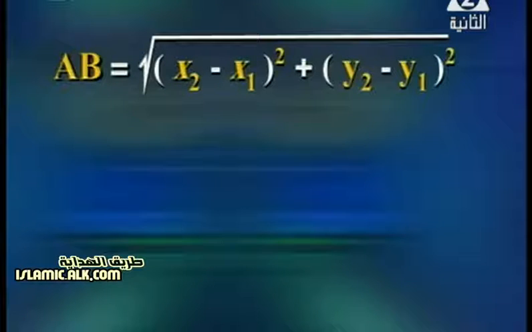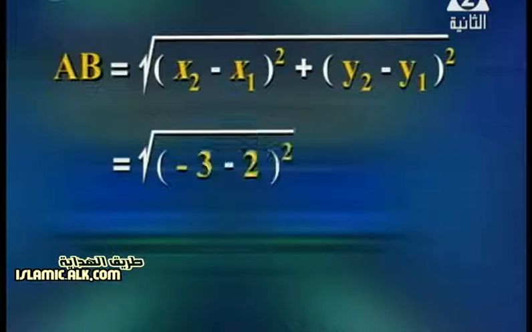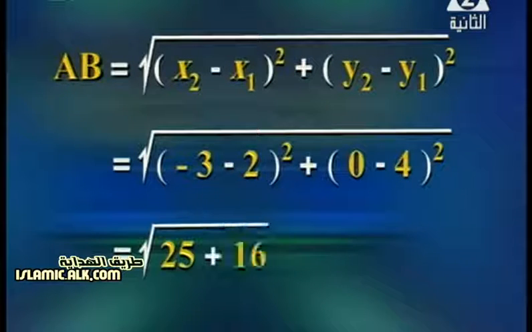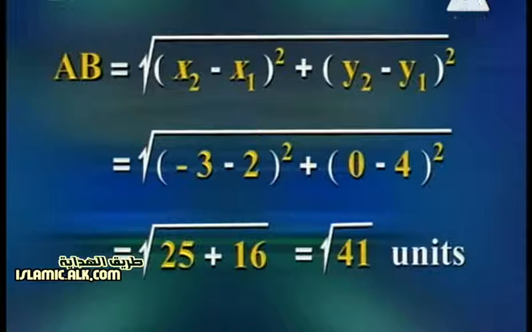It is square root of (x2 minus x1) all to the power of 2 plus (y2 minus y1) all to the power of 2. By substituting, it will be square root of (negative 3 minus 2) all to the power of 2 plus (0 minus 4) all to the power of 2. This will lead us to square root 25 plus 16, which is equal to square root 41 units. This is the length of AB.